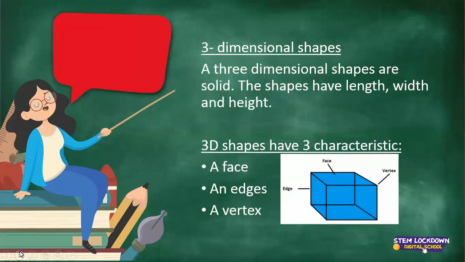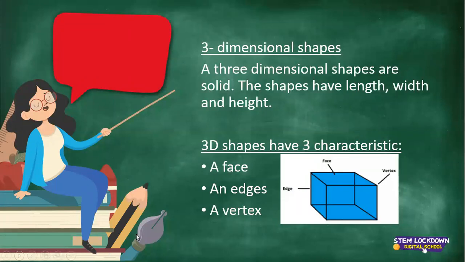Just to quickly remind ourselves, what is a three-dimensional shape? Three-dimensional shapes are solid and they have length, width, and height. With these shapes, they have three characteristics, mainly a face, an edge, and a vertex, which we'll be focusing on today.